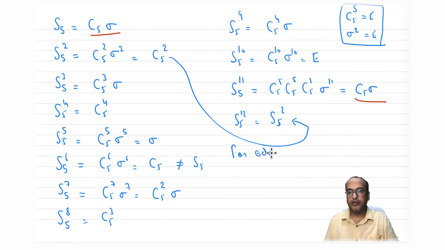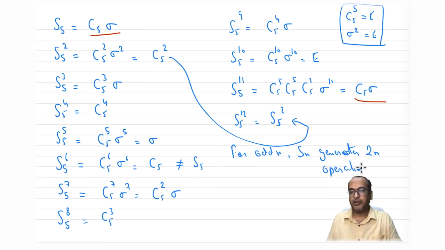So that means for odd n, Sn generates 2n operations. Right? Instead of n operations, we are getting 2n non-redundant operations. 2n plus 1 was the same as S1, 2n plus 2 is the same as n equal to 2, and so on. Okay.